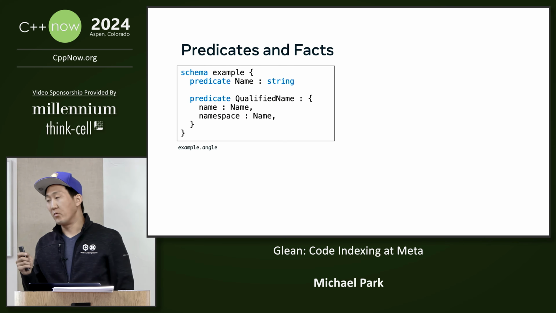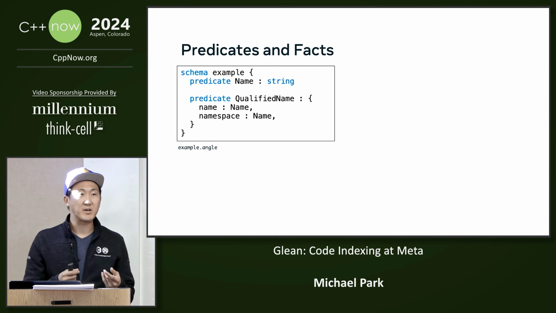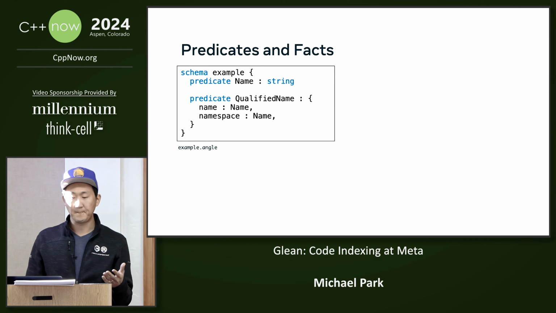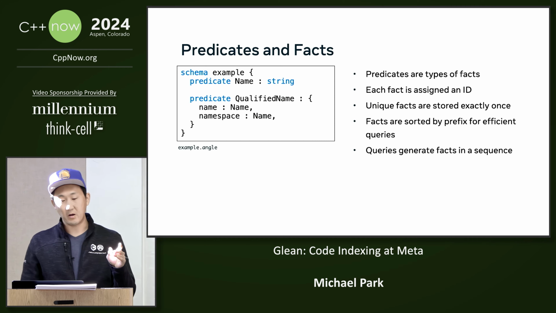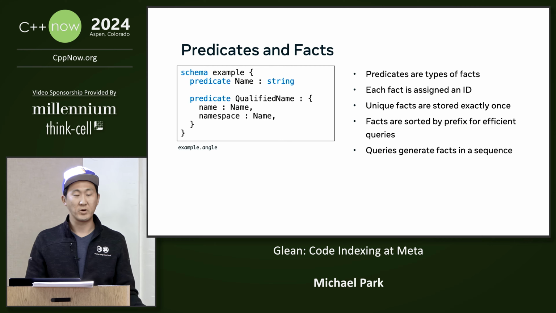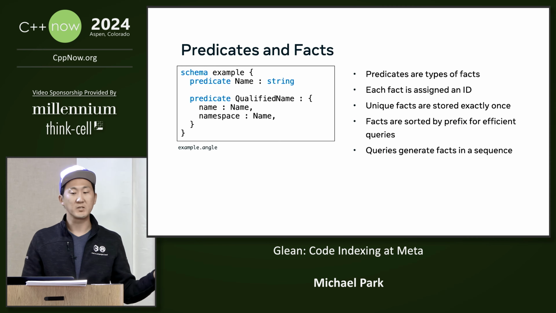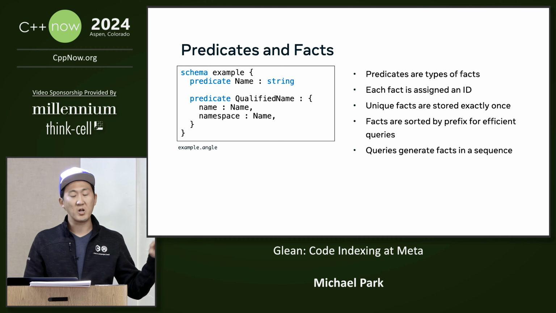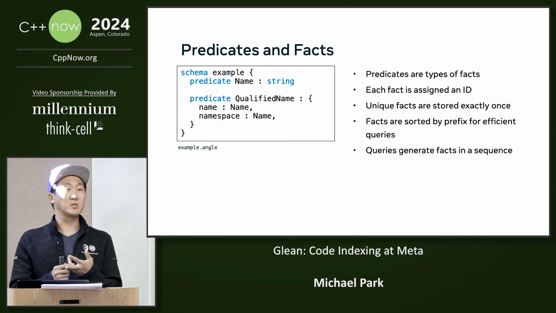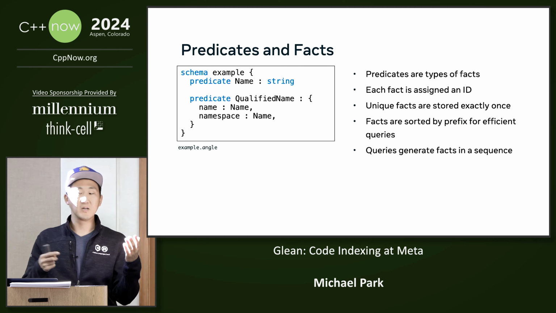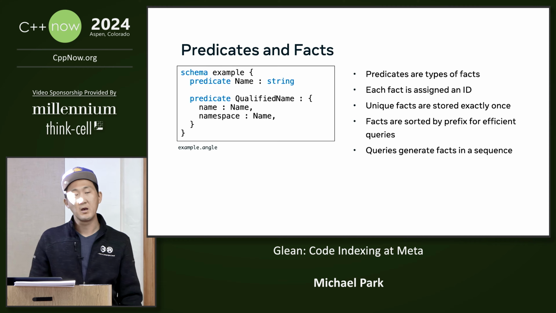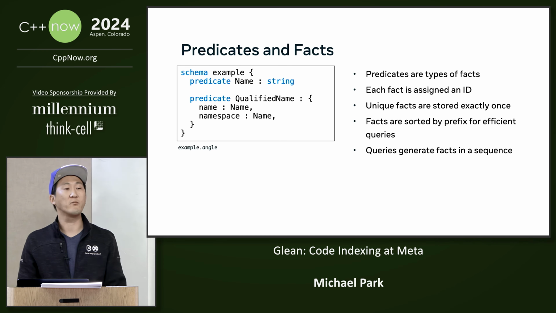So with Glean, we deal with predicates and facts. Predicates are basically types, and facts are values. Here we have a schema called example, and we have 2 predicates: name and qualified name. The name is just a string, and the qualified name has 2 fields, name and namespace. Of course, this should really have a list of namespaces or something like that, since you can nest arbitrarily. But in this example language, we're just going to say you have 1 namespace, and that's it.